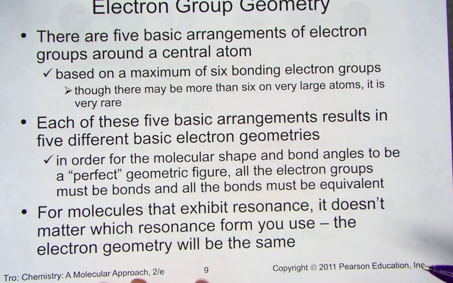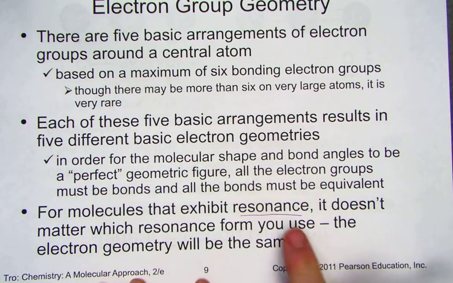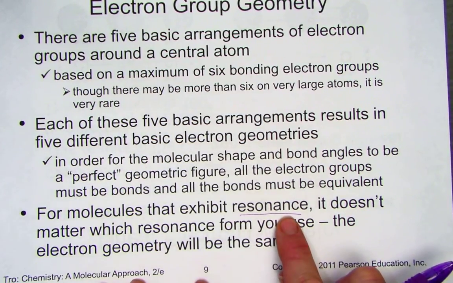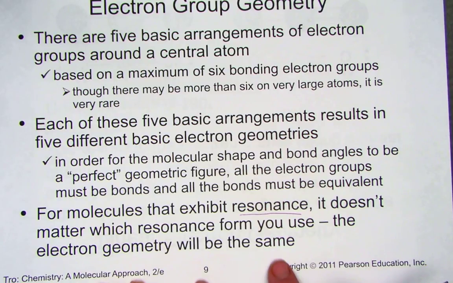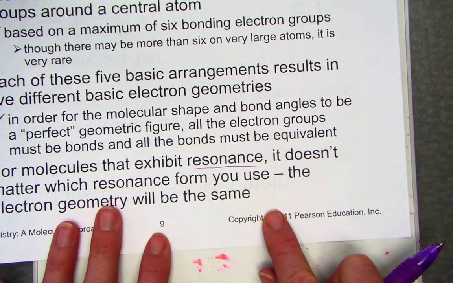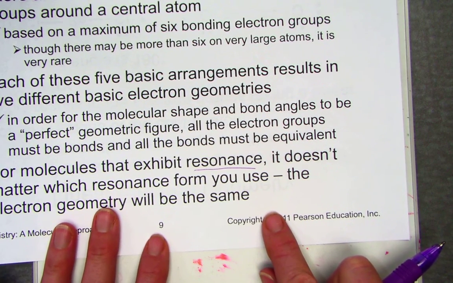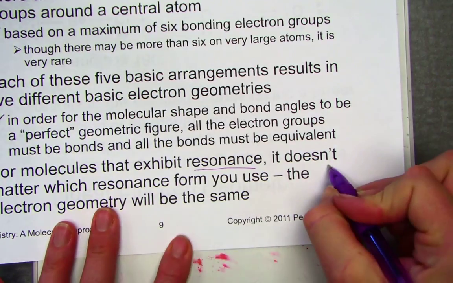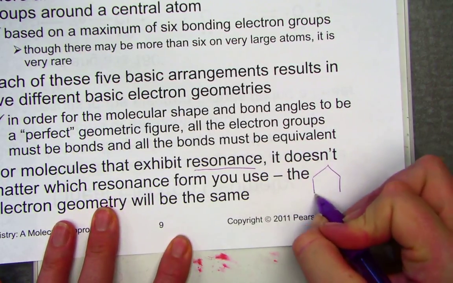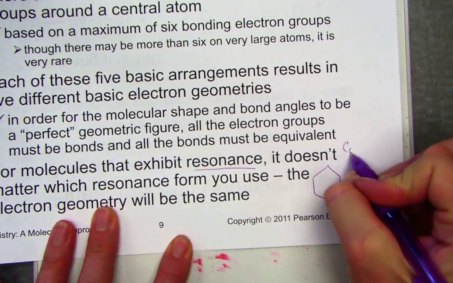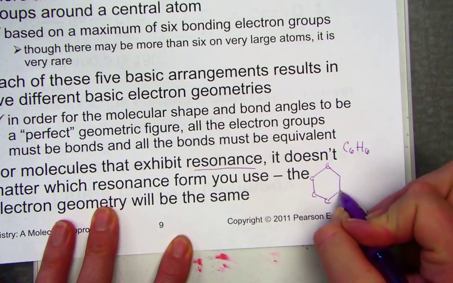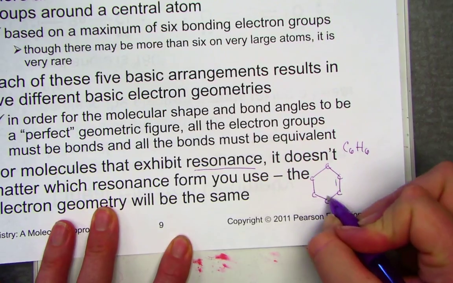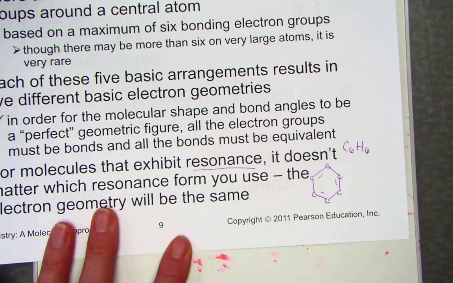For molecules that exhibit resonance, and that's more than one correct structure, drawing our double bond to single bonds, it doesn't matter what resonance form you use. The electron geometry will be the same. Just to remind ourselves, resonance occurs if we have alternating double single bonds. We drew, as an example in the last chapter, the benzene molecule, C6H6, where we said the corners of this benzene ring were carbons, and alternating between the carbons were double single bonds.